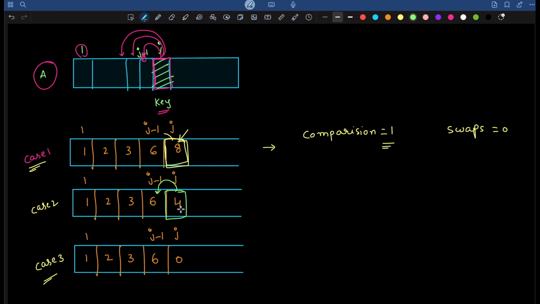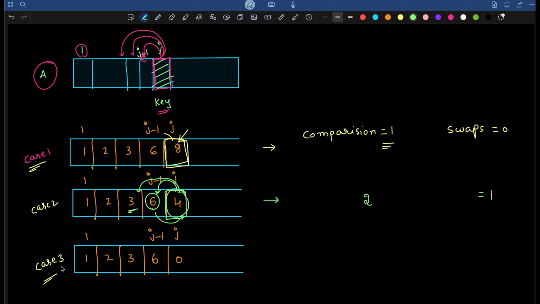And 6 is greater than 4. That means I need to move this element to the right. Now again I will compare this element with the element 3 here. And 3 is less than 4. So in this case, there is no need to move this element to the right, right? Now in this particular case, how many comparisons did I make? I made 2 comparisons. But how many swaps did I make here? The number of swaps is equal to 1. So I just moved the element 6 one position to the right, right?